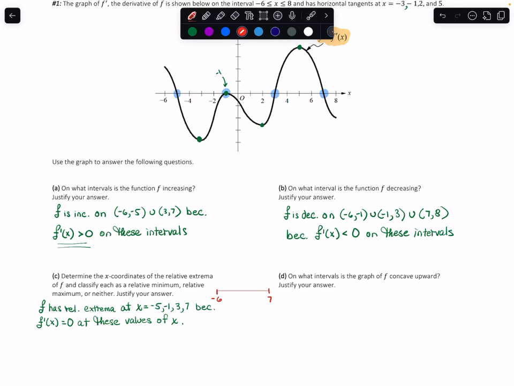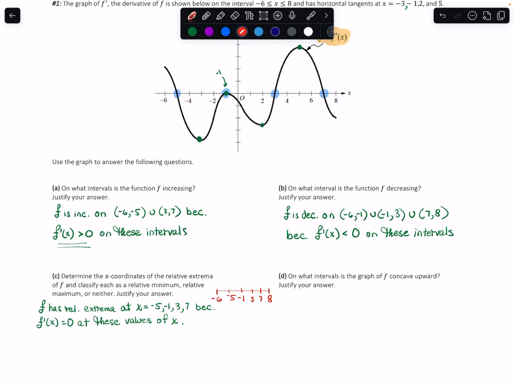But now I have to put all the critical numbers there, right? And this shouldn't be 7, this should be 8, right? Going to the right end point of the domain. So -5, -1, 3, and 7. I know this is pretty tiny.